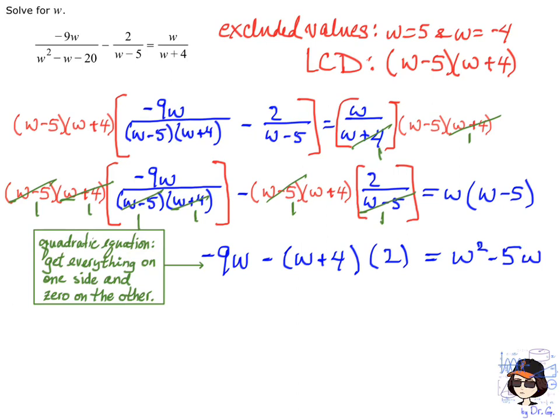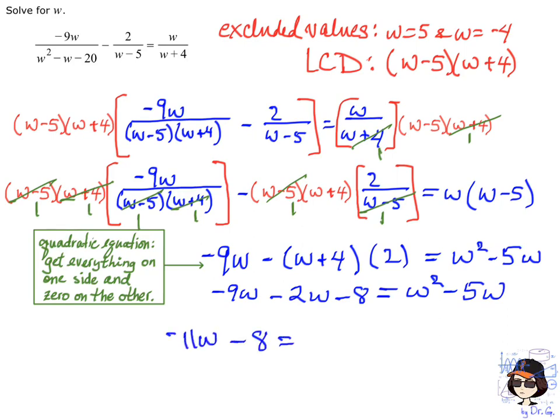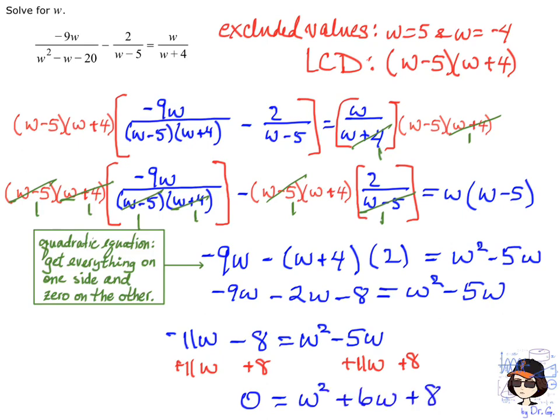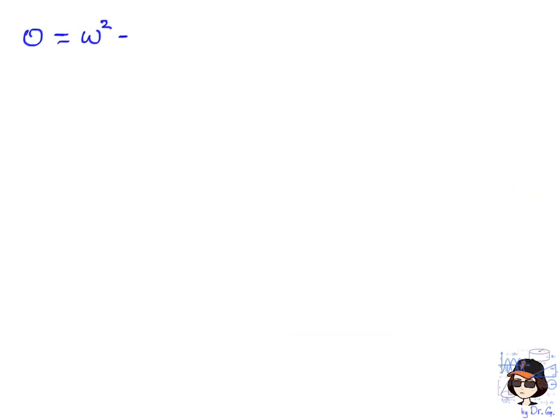All right, so let's distribute the 2 on the left, so we get negative 9w minus 2w minus 8. And combine the w's, we get negative 11w minus 8. And now I'm going to get everything over on the right, so add 11w to both sides, add an 8 to both sides, and I get 0 equals w squared plus 6w plus 8. All right, so now I'm going to turn the page, rewrite the equation.